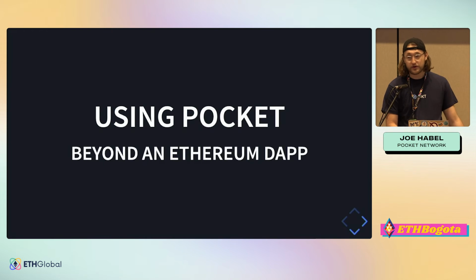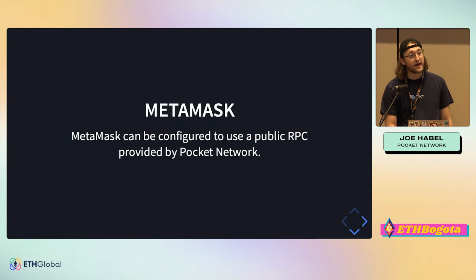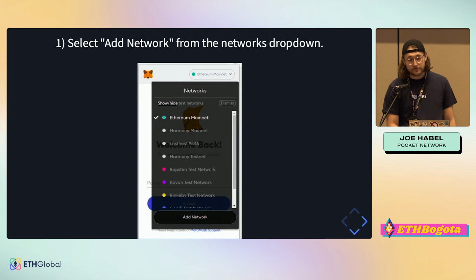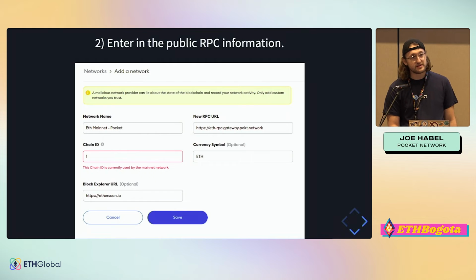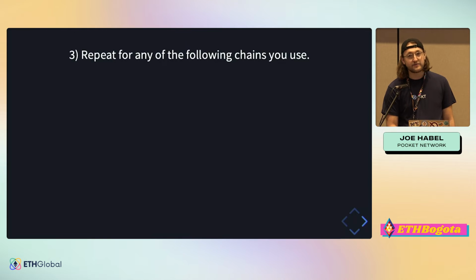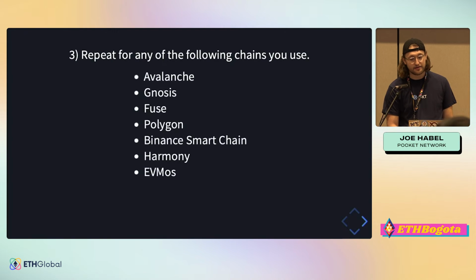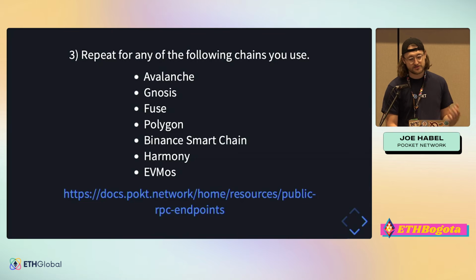What about if you're not a DApp developer, but you're still interested in the space? You can use us in your MetaMask. All you have to do is select Add a Network from the dropdown, enter in the public RPC information that we offer a variety of, and then you can repeat that for any of the chains that you interact with MetaMask with, including Avalanche public RPCs, Gnosis public RPCs, Fuse, Polygon, a whole variety of public RPCs that you as a user, not even as a developer, can take access of. These are available on our docs. Under our resources, we have public RPC endpoints for you.